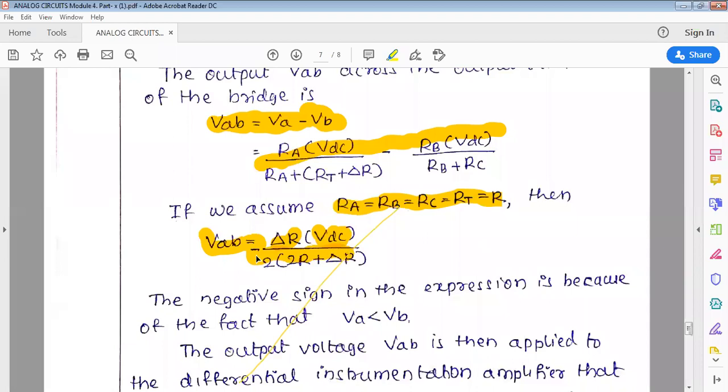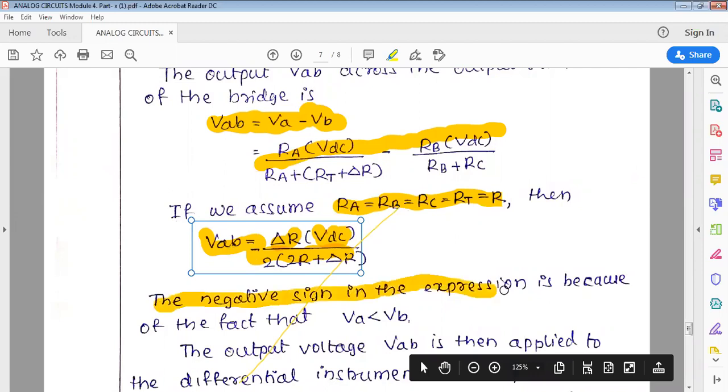So why is there a negative sign here? VAB is nothing but VA minus VB. Whenever you subtract a smaller quantity from a higher quantity, it will be positive. But if it is negative, what does it mean? It means that we are trying to subtract a higher quantity from a lower quantity. That is, the negative sign in the expression is because of the fact that VA is less than VB.